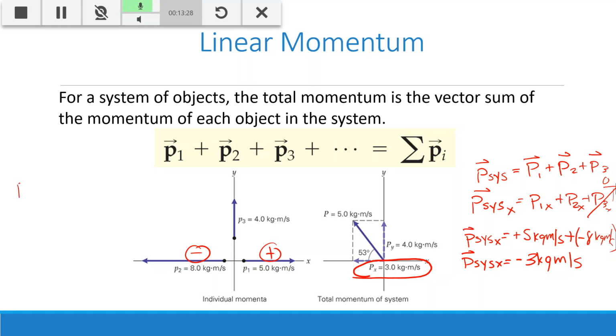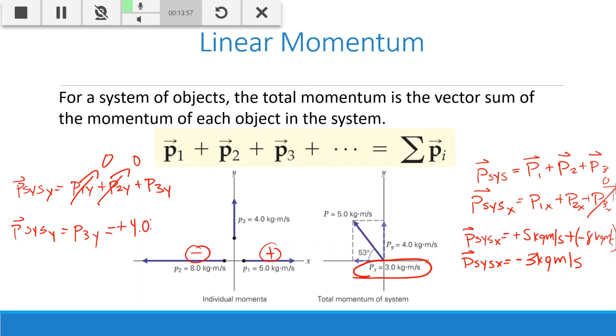We could also then find the momentum of the system in the y direction, and that's going to be P1y plus P2y plus P3y. But only P3 has a y component, so those two are both 0. So the momentum of our system in the y direction is just going to be P3y, which is therefore just going to be a positive 4.0 kilogram meters per second. And so that's what they're showing here as Py.